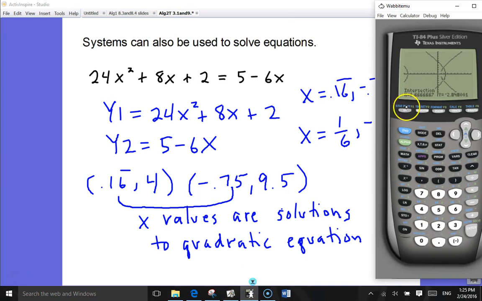Clear. So put the left-hand side, 24x squared plus 8x plus 2. Right, clear. And 5 minus 6x. And then I need to clear out these. And let me look at that at a normal zoom.